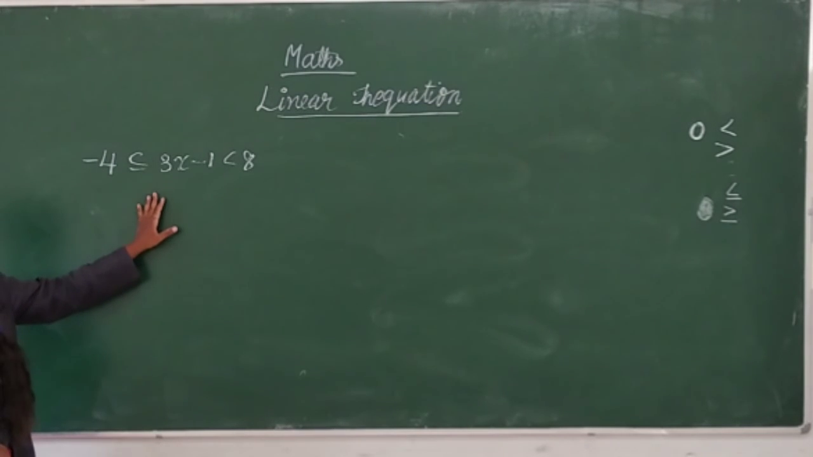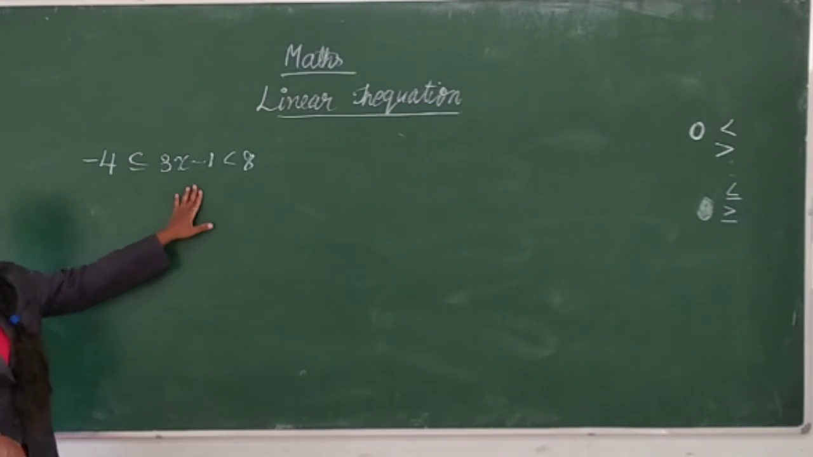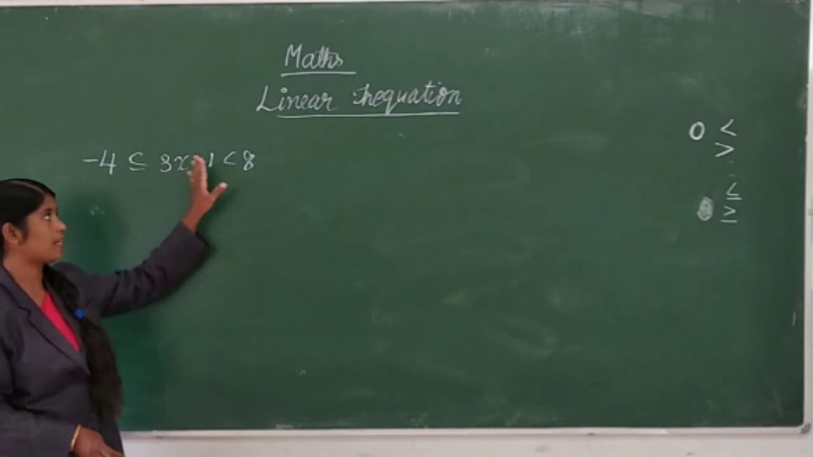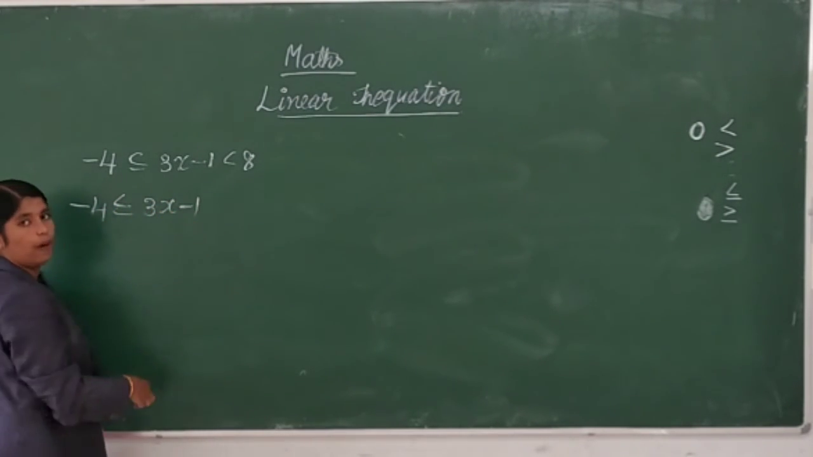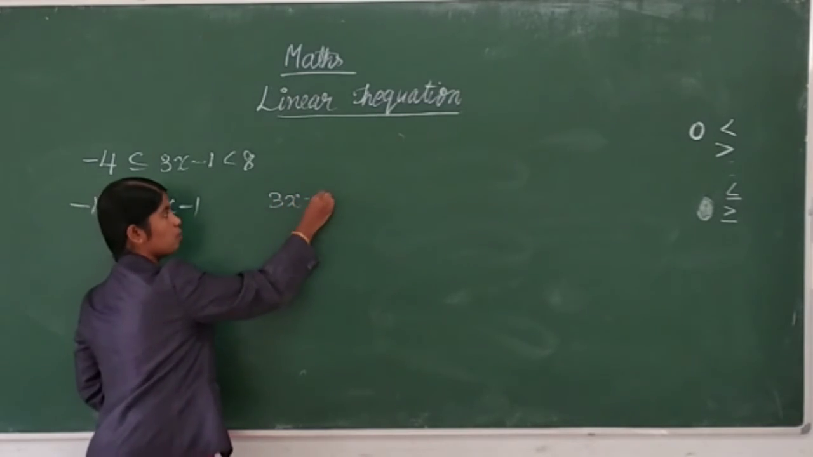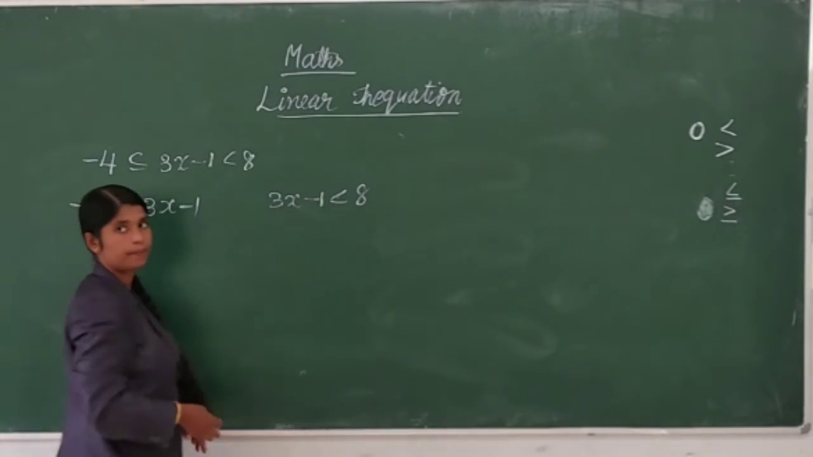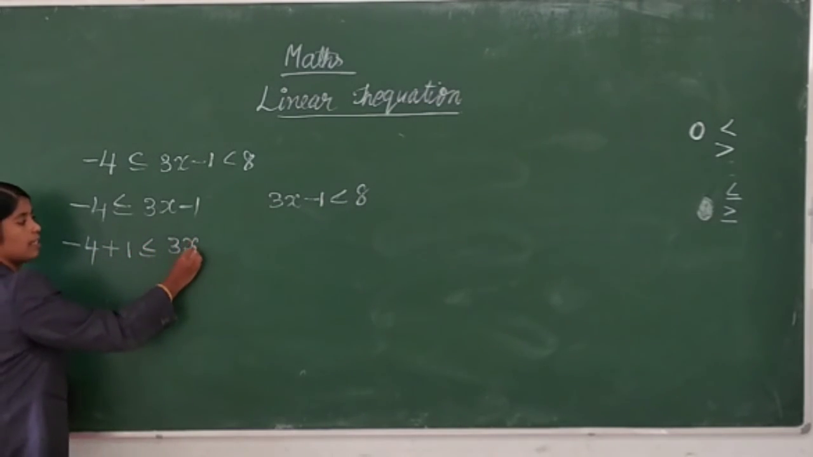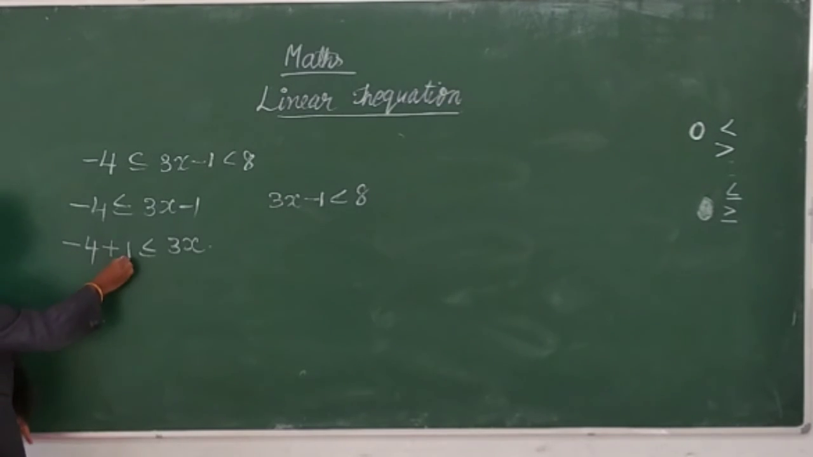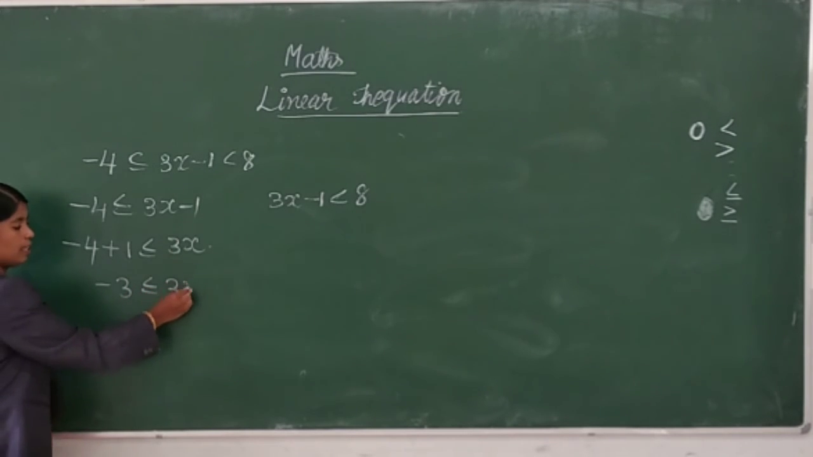Here we have to split it into two inequalities. Minus 4 less than or equal to 3x minus 1 is one set, and 3x minus 1 less than 8 is another set. We write minus 4 less than or equal to 3x minus 1. Again, 3x minus 1 less than 8. Then solve for x. Here minus 4, and minus 1 you bring to the other side, it becomes plus 1, less than or equal to 3x. And then minus 4 plus 1 is minus 3, less than or equal to 3x.